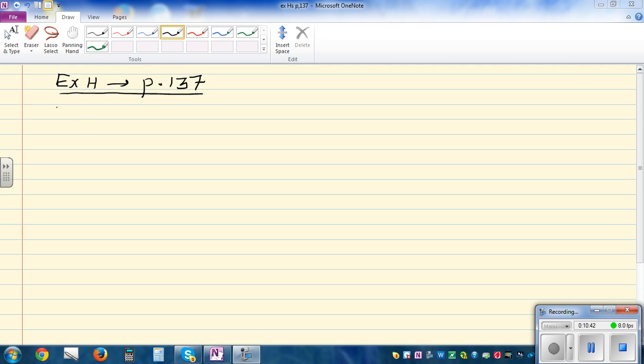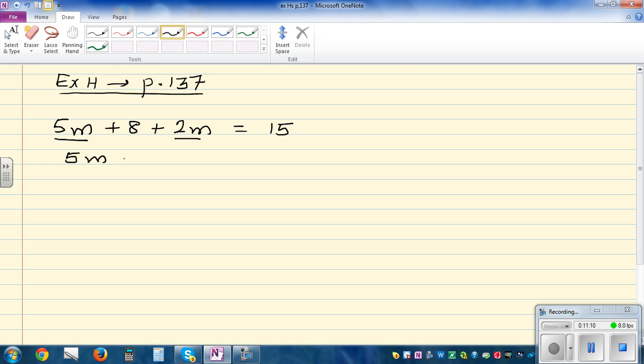Okay, so let me do one more question. Say 5m plus 8 plus 2m is equal to say 15. So the first thing that we need to do is bring the like terms together. So these are called the like terms. I'm going to write it like this: 5m plus 2m plus 8 is equal to 15. So this is 5 lots of m plus 2 lots of m. We know that is 7 lots of m plus 8 is equal to 15.